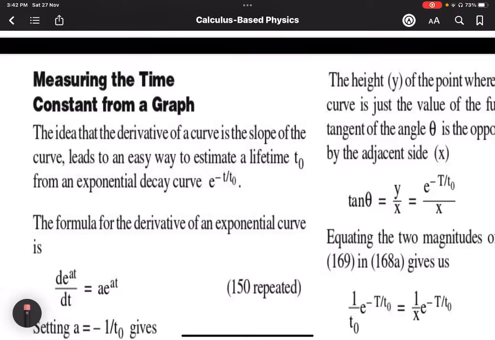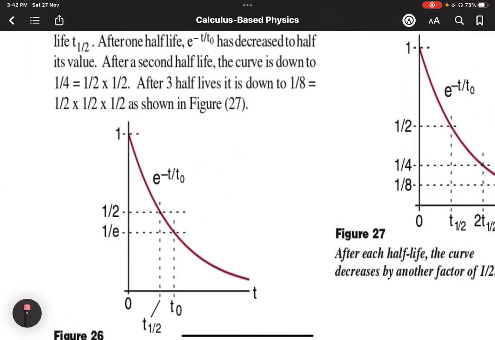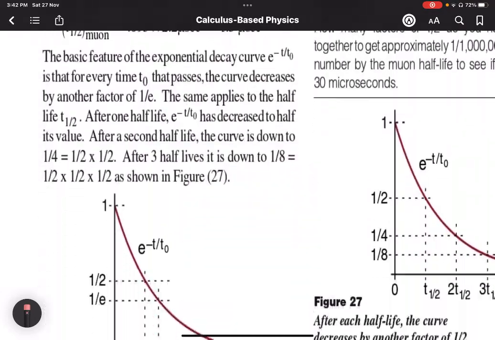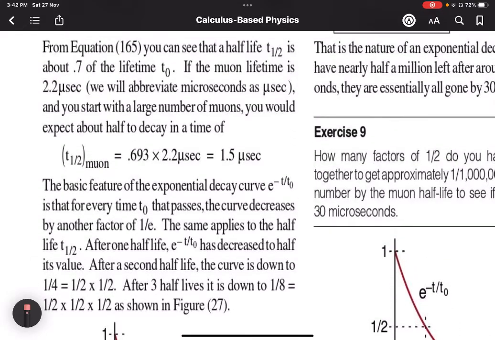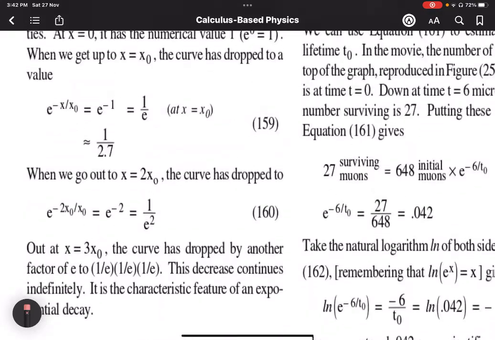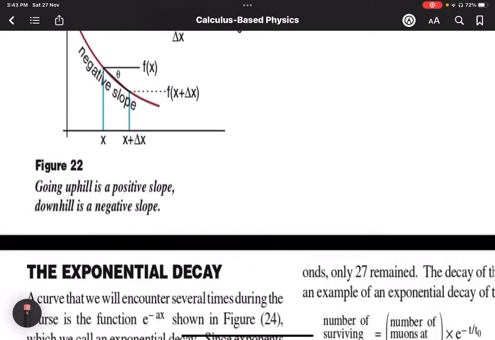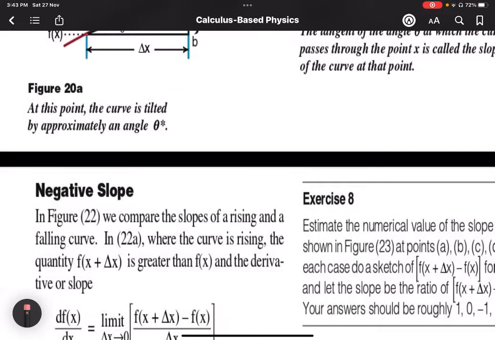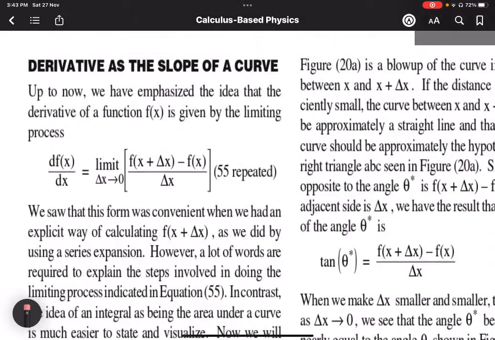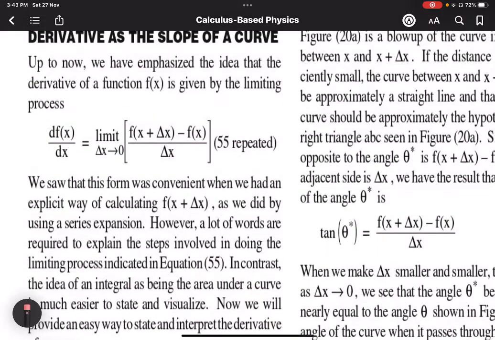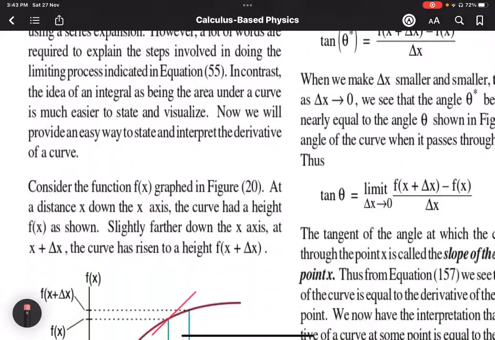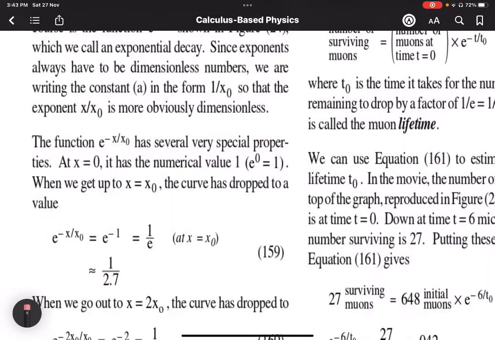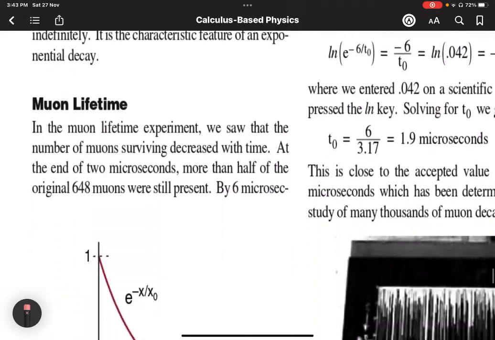So remember, nung part 1, diniscuss natin yung exponential decay, exponential function, half-life, and lifetime ng isang muon or ng isang particle using yung exponential function or applying the exponential decay function. We also discussed the slope, positive and negative slope, and then the derivative, derivative as the slope of a curve. So yun ang ating natutunan last topic ng ating part 1 sa finals.